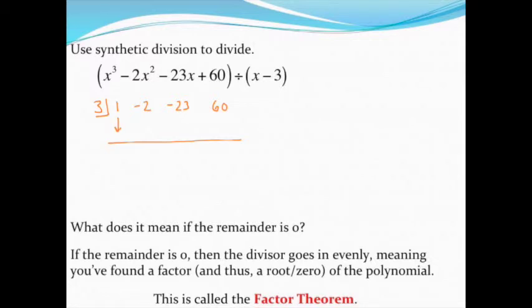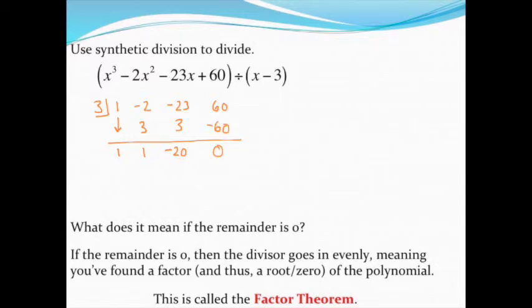So the first number drops straight below the line. Multiply that by the number in the box. 1 times 3 is 3. Add those values together and then repeat. So 1 times 3 is another 3. -23 plus 3 is -20. -20 times 3 is -60, and this time I get a remainder of 0.